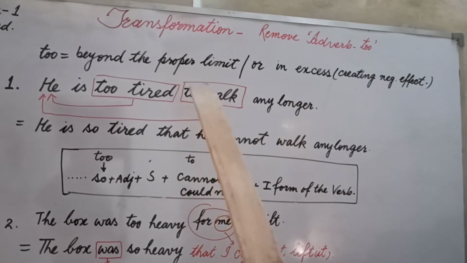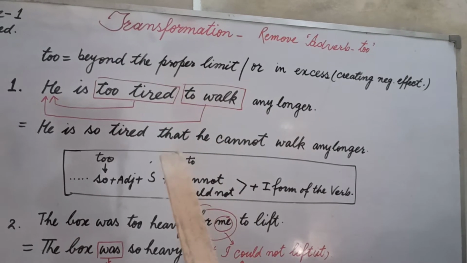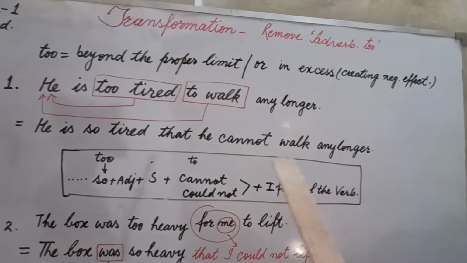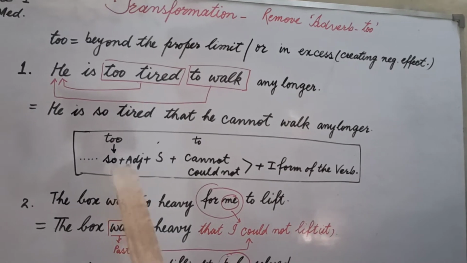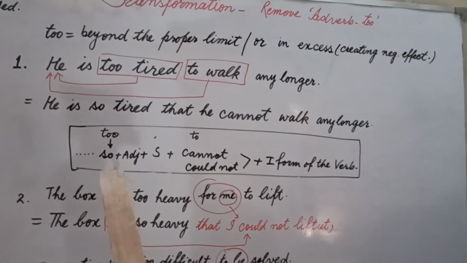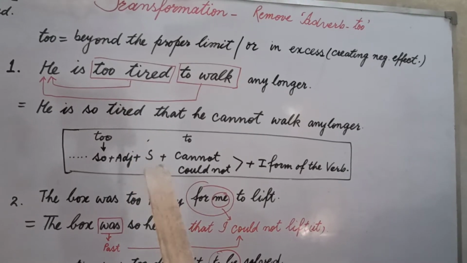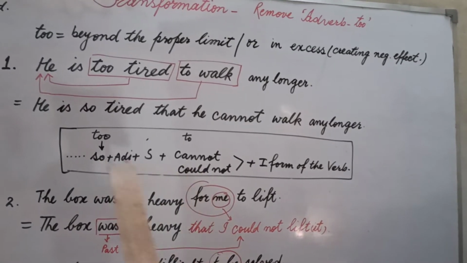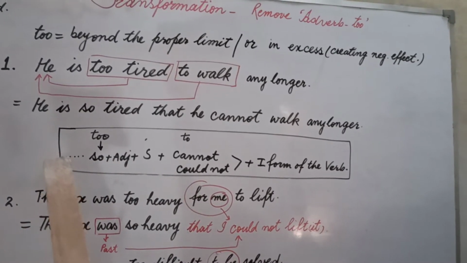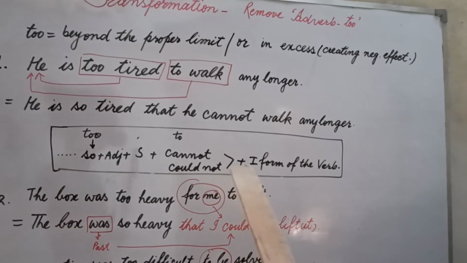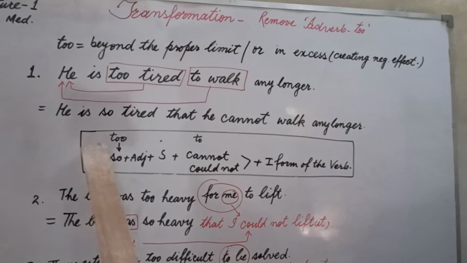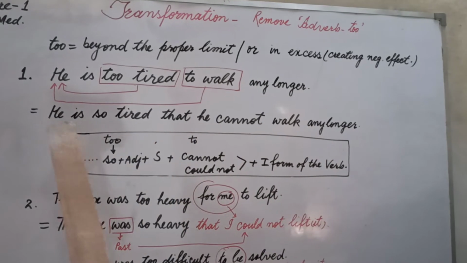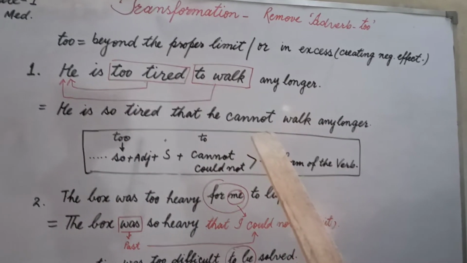Now you can see in place of this infinitive "to", I wrote these extra words, that he can't or cannot walk any longer. Now our rule is: "too" is written in the form of "so". After "so" you write the adjective, tired, then the next part, the subject of the next part, and you will choose cannot or could not according to the tense of the first part given here, and then you write the first form of the verb. Now you see again, he is so tired that he cannot walk any longer. This is present, that's why I put here cannot or can't.